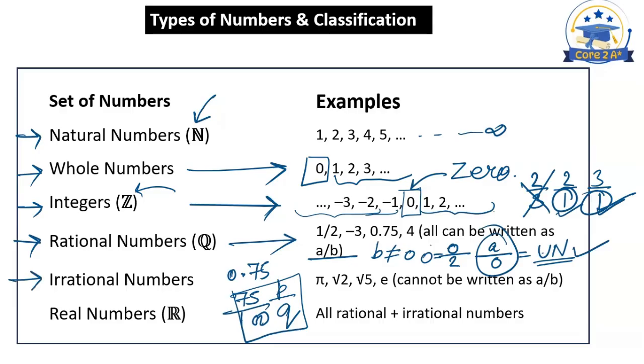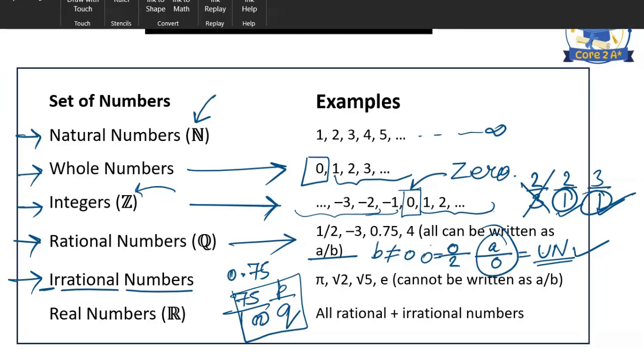Now moving to the next number, that is the irrational number. What is the meaning of irrational? This is the opposite of a rational number. In a rational number, we can write any number in P upon Q form. So simply we can say irrational numbers are those numbers which we cannot write in the form of P upon Q.